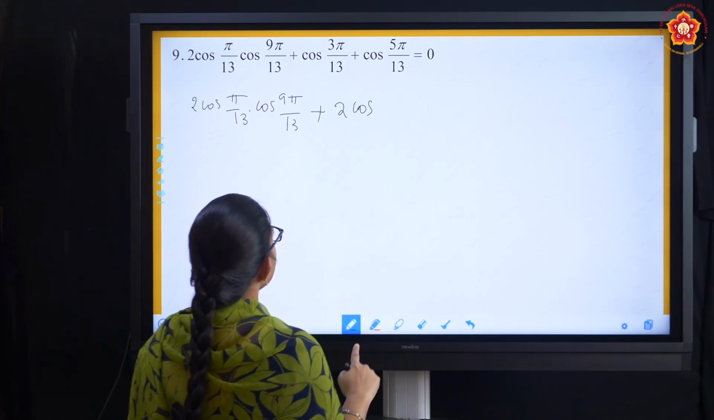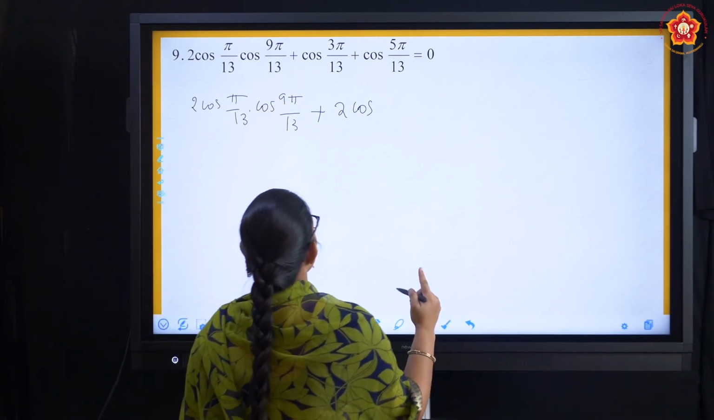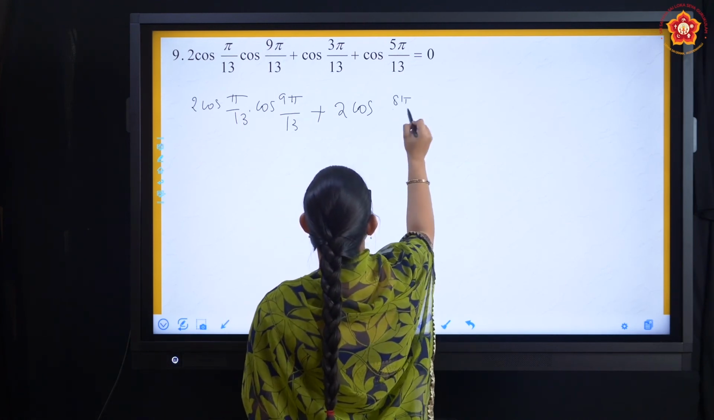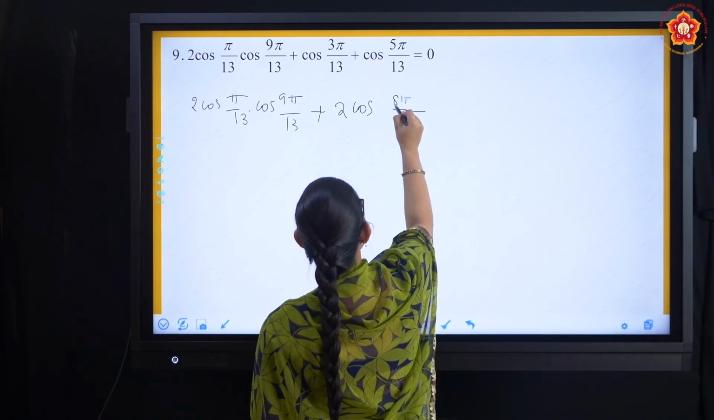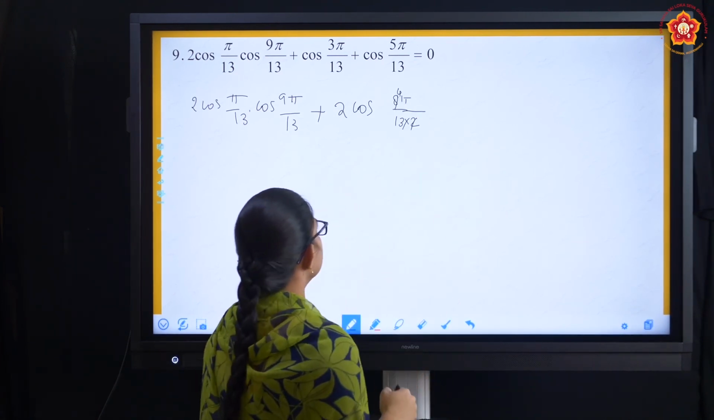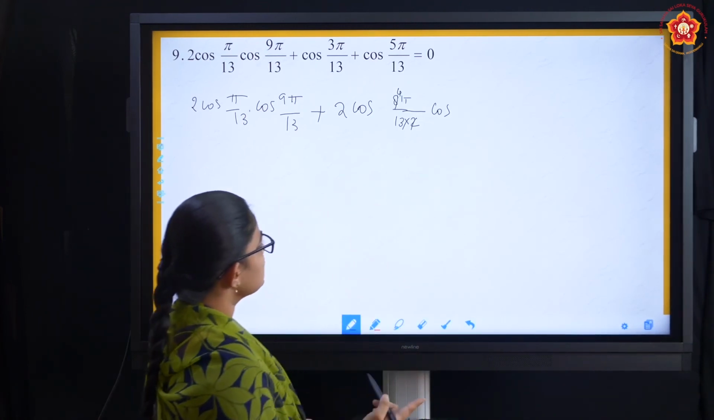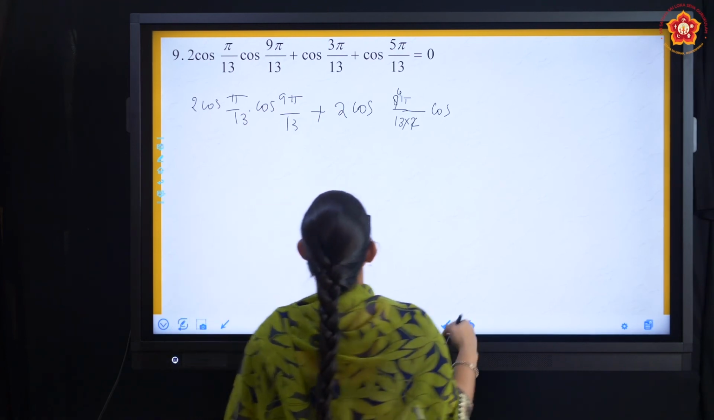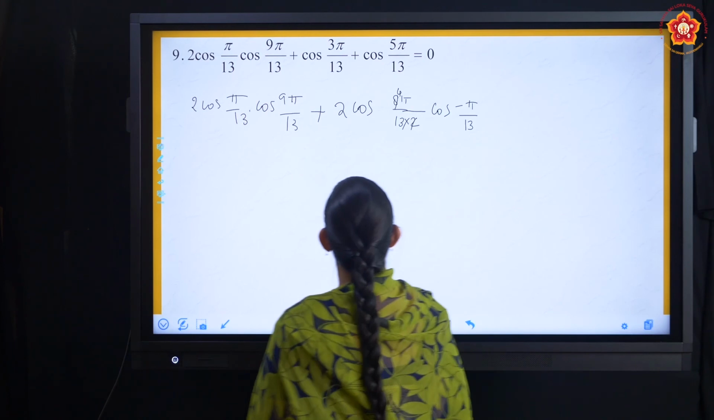So 3 pi plus 5 pi is 8 pi. 8 pi by 13 by 2, that is 13 into 2, so that is 4 pi by 13. Then cos of (3 pi minus 5 pi), that is minus 2 pi, minus 2 pi by 13 by 2, that is minus pi by 13.